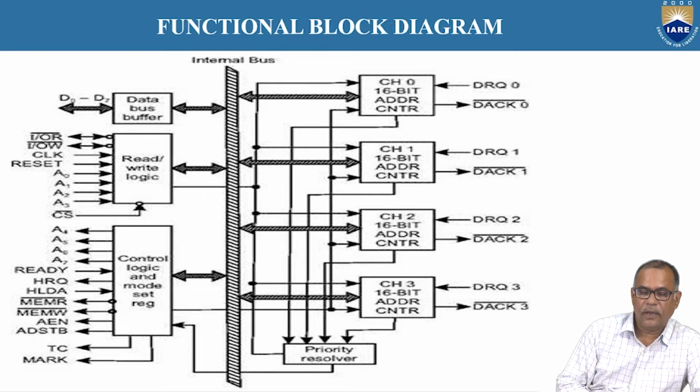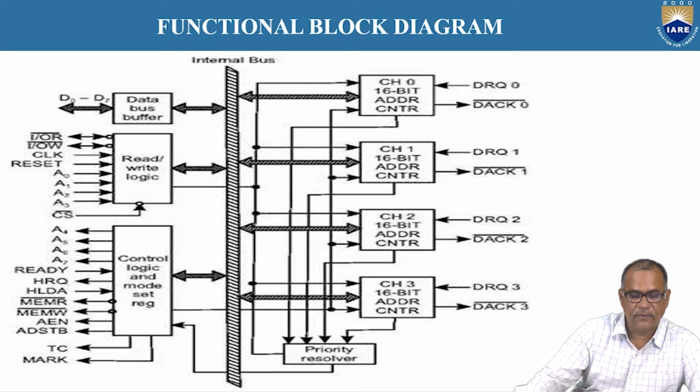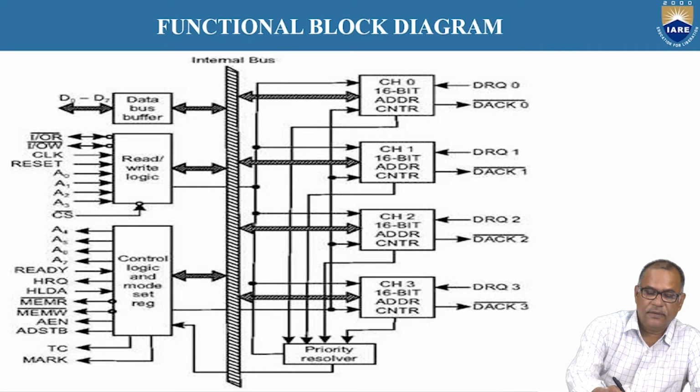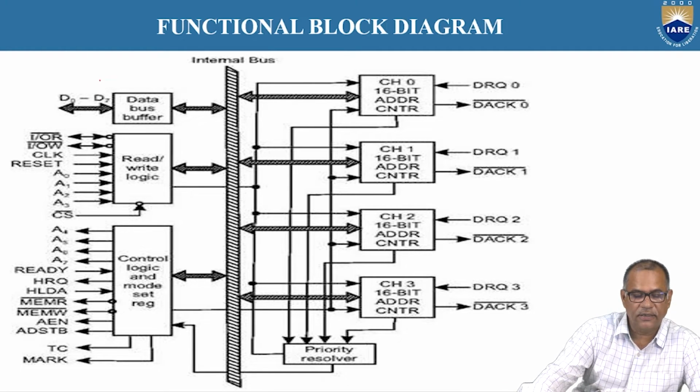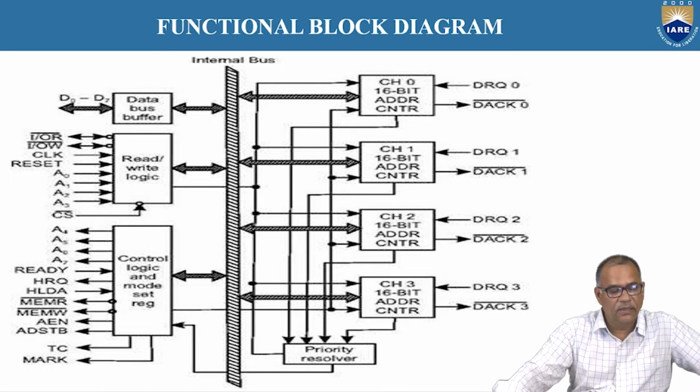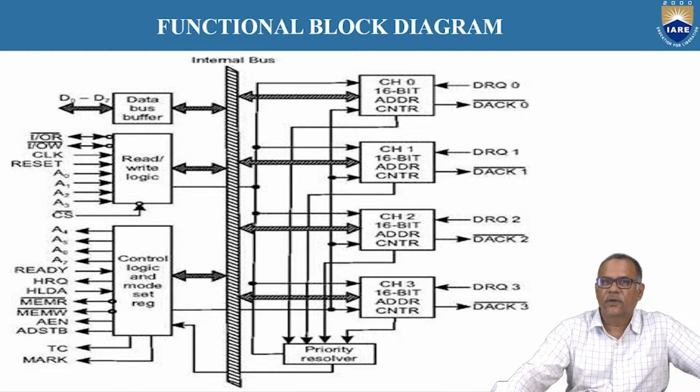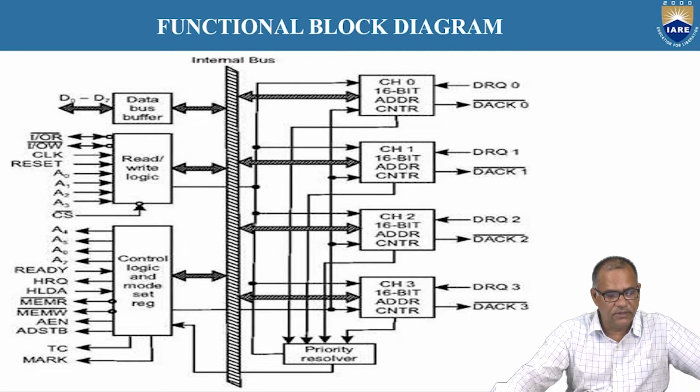We'll go to the block diagram of 8257. This is the data bus buffer D0 to D7, and 8 pins are dedicated for this. And the read-write control logic has IO read, IO write, clock, reset, and A0 to A3 signals. These A0 to A3 signals are used to address the 4 available channels. And also we have the ready signal, HRQ, HLDA, memory read, memory write, AEN, address strobe, TC, and mark signals.